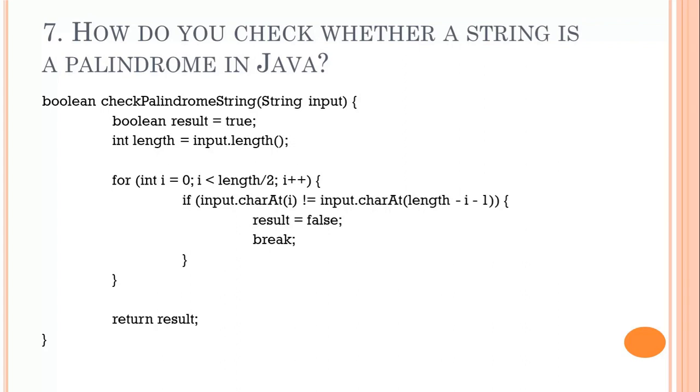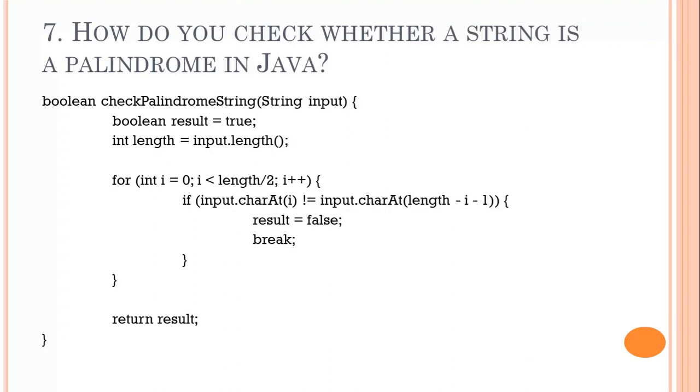Okay, we need to take the length. So the input string length will be considered. Now we need to loop the elements. How we will loop is: for int i = 0; i < length / 2; i++. Like if the length is 4, then 4 by 2 is 2, so we loop over half the length.